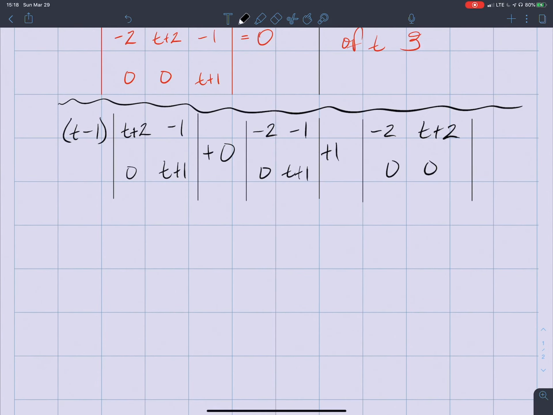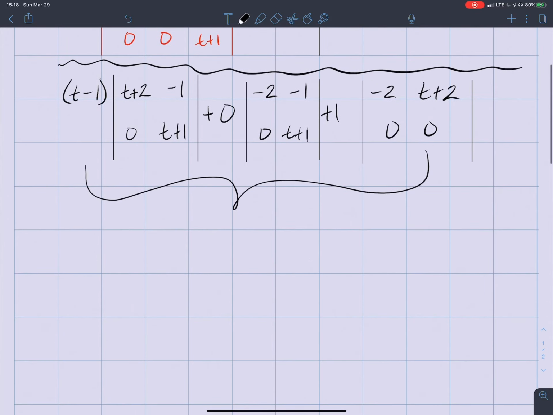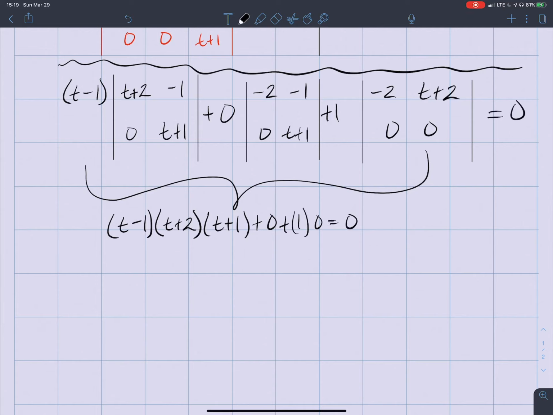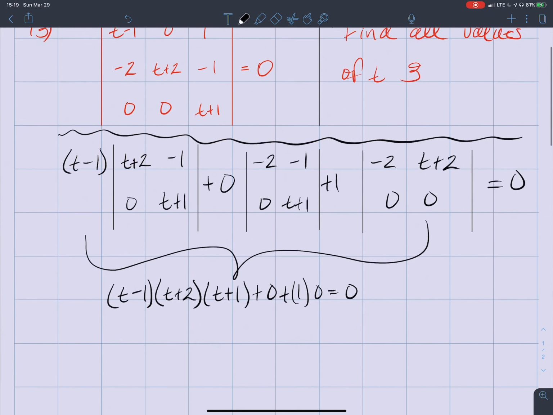This implies that taking the determinant, you have t minus 1 times t plus 2 times t plus 1, plus 0, plus 1 times 0, and this gives us 0. And that's how we set this up.